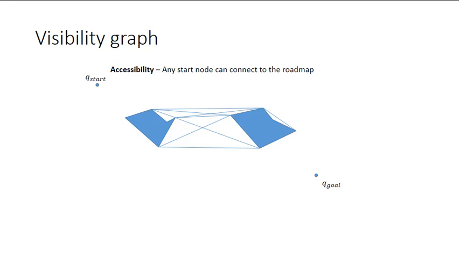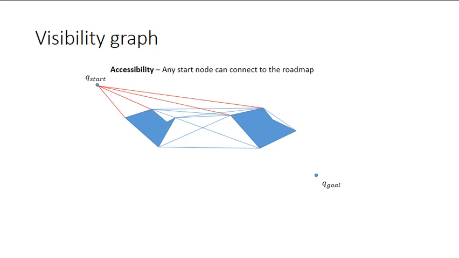So let's look at the accessibility part, which is that any start node can connect to the roadmap. So I've put a q start over here in the top left, and I've put a q goal over here in the top right. When we put in q start, we're trying to connect q start to as many vertices as we can, and those edges and q start become part of the visibility graph.